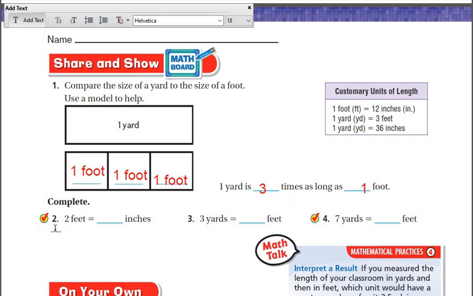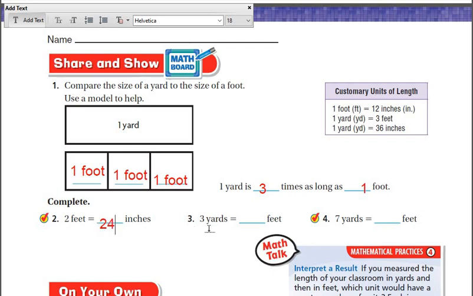Let's complete together. In number 2, we have 2 feet. We want to know how many inches are in 2 feet. We know 1 foot equals 12 inches. So it means 12 plus 12, and instead of adding, we can say 2 times 12 directly. So it will be 2 times 12, which is 24 inches.